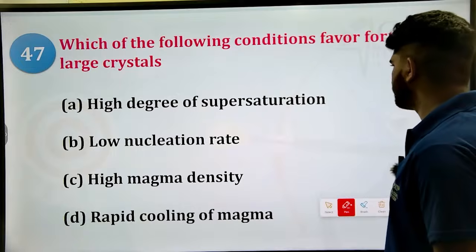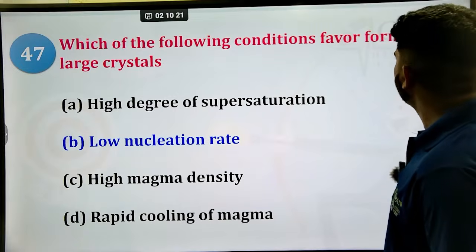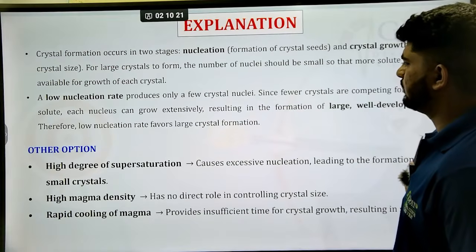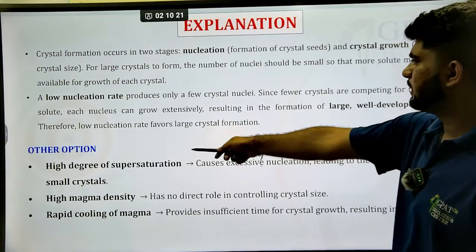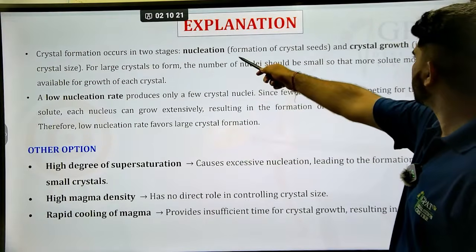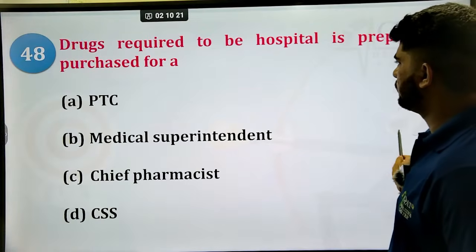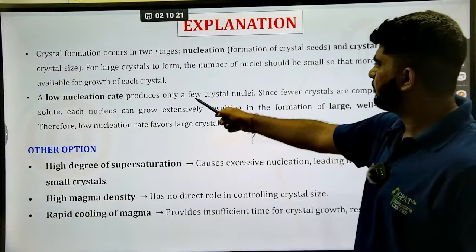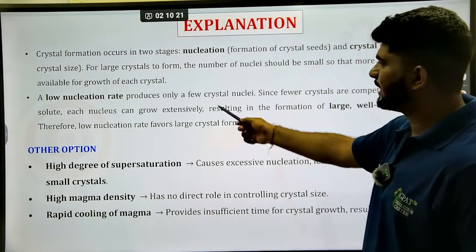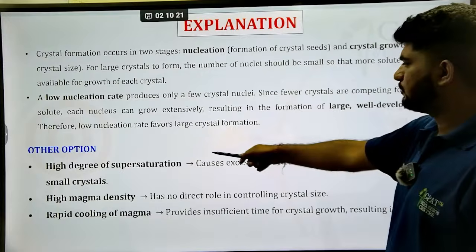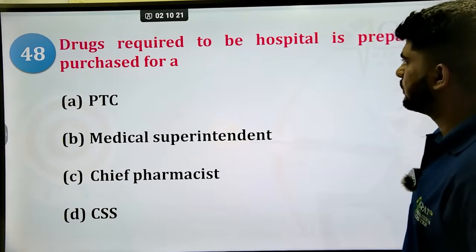Okay. So here, large crystal. Supersaturation. Here you can see nucleation, crystal growth. Low nucleation rate, only few crystal nuclei. No, that was wrong, guys. Low nucleation, that is not a correct one. High degree of supersaturation, that is not right. Okay, now this one.